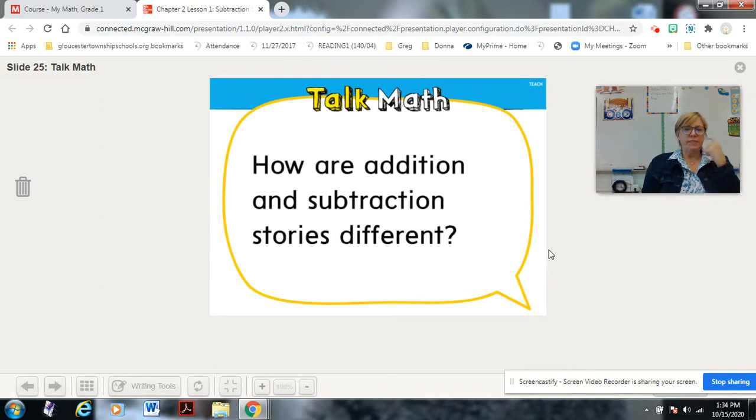Well, think about what addition means. And then what does subtraction mean to you? I would like you to tell someone in your house, how are they different? How are addition stories and subtraction stories different? Pause and tell someone now.